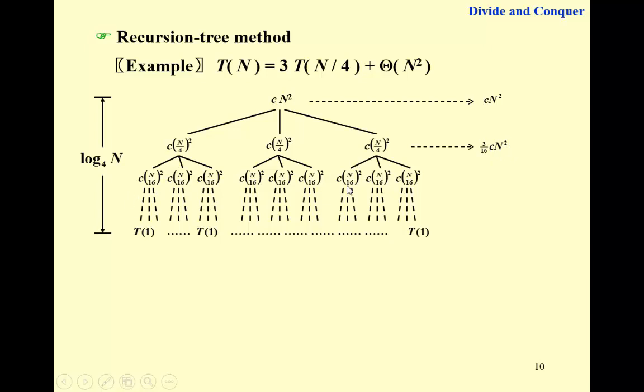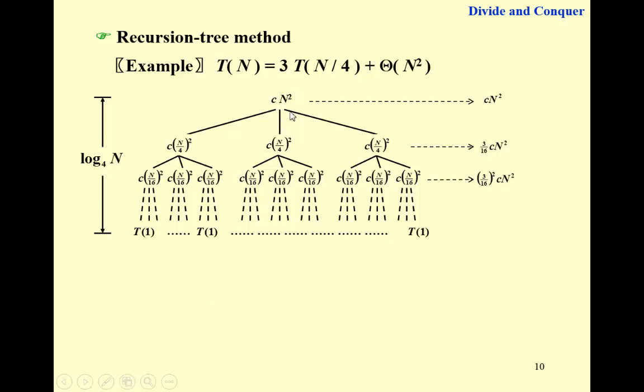Alright, and how about this level? Can you find the pattern here? It's going to be 3 over 16 squared times another cn squared. Right? So the total sum will be the sum of all those terms, plus on the last level a constant for each T of 1. So how many T of 1s? How many leaf nodes do we have?